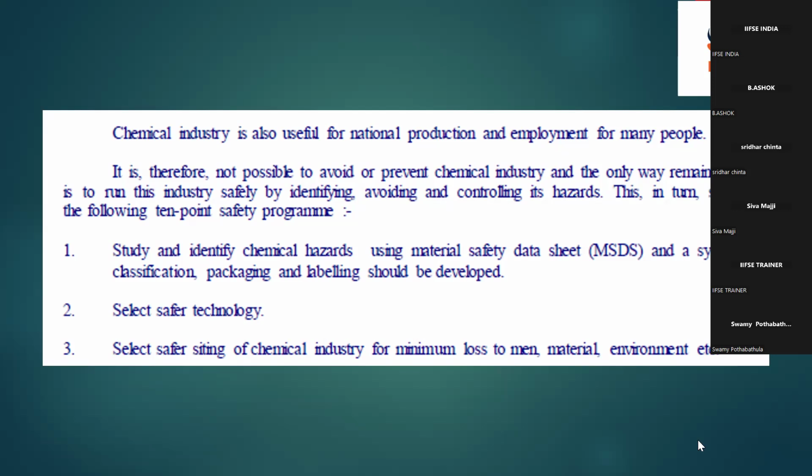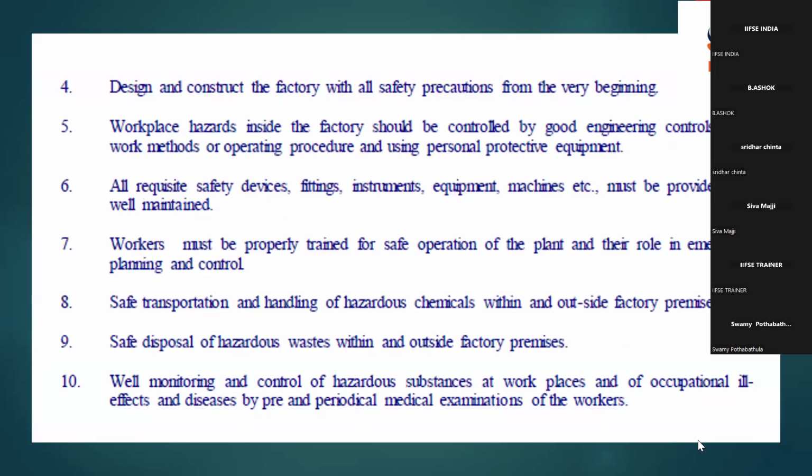After I choose a suitable technology, then I'll allocate the company in such a way that, in case of any accident, the loss will be minimal in nature. Then design and construct the factory with all the safety precautions from the very beginning.